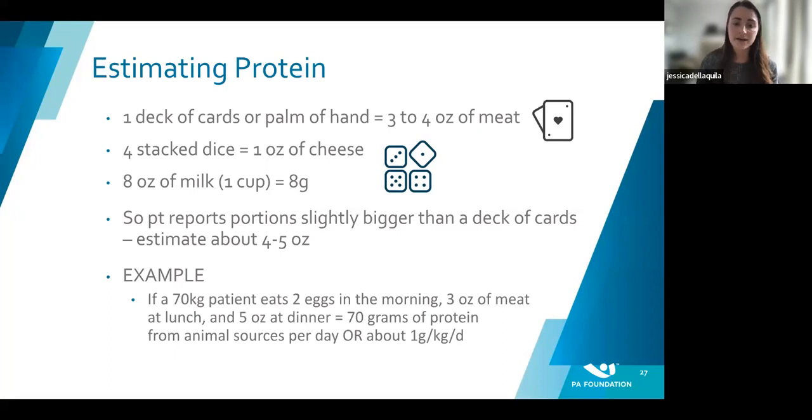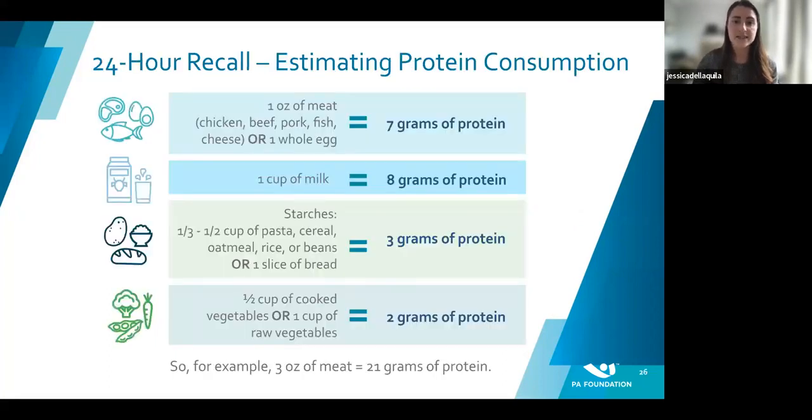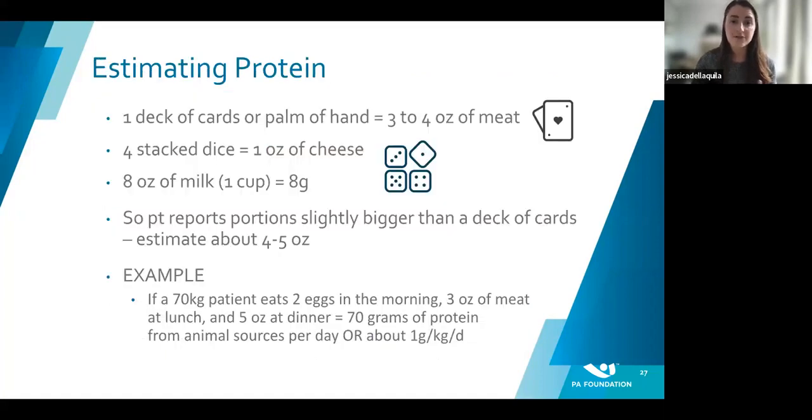And if we go back to the previous slide, you can see 1 ounce of meat is about 7 grams of protein. So if somebody has a 4-ounce chicken breast, that's about 28 grams. So that's a decent amount of protein.